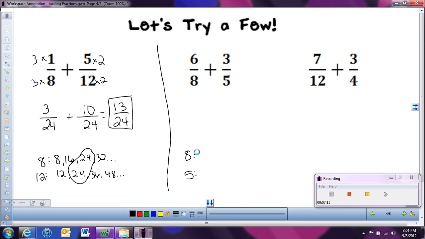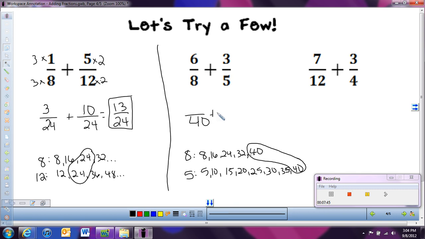Again, our multiples of 8 are going to be like 8, 16, 24, 32, and then 40. For 5, we're going to keep going a little bit farther. For 5, we'll have 5, 10, 15, 20. I'm going to keep going. I don't see any in common yet. 25, 30, 35, and 40. There's our common multiple. So sometimes it might take a little while to find it, but there it is. So our common multiple this time is 40. That will be our common denominator.